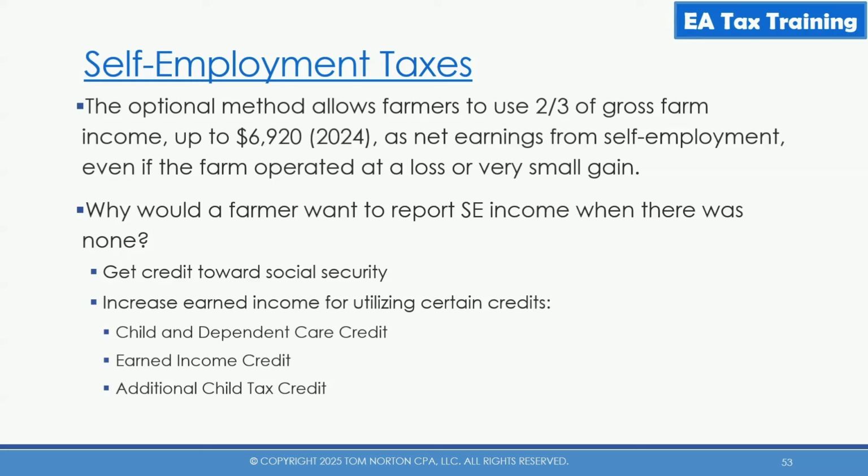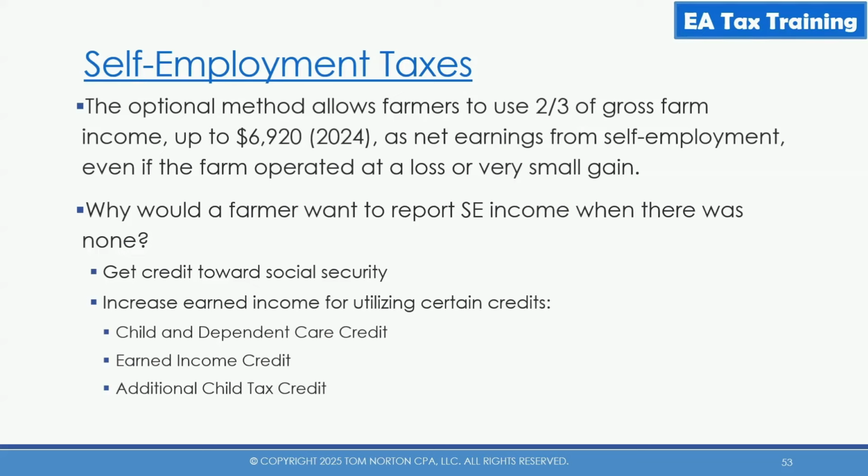So, as we talked about back then, why would a farmer want to do this? Why would you want to report self-employment income when you don't have any? Because the alternative would be, of course, just to say, well, I had a loss for the year, so I don't owe any self-employment tax. But there are times when the farmer may want to report some self-employment income and pay the self-employment tax. First of all, in order to get credit towards Social Security. They don't have any income, they don't get any credit towards their retirement for Social Security.